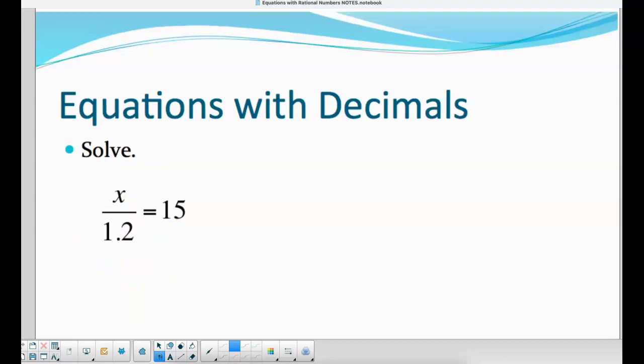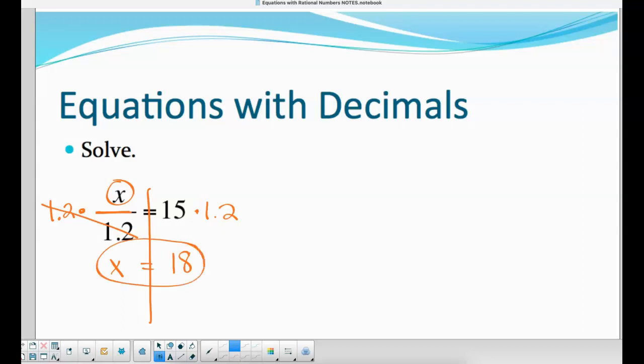Let's do one more decimal one. Draw a line by the equal sign. Circle the X. What does this one mean? Elise? You have to multiply. This means dividing. To undo dividing, we're going to multiply each side by 1.2. Cross off the 1.2s. We have X equals, back to our calculator, 18. 15 times 1.2, X equals 18. All right, are we okay with that? Decimals are easy because we get to use our calculator.